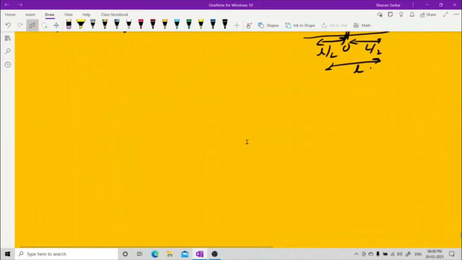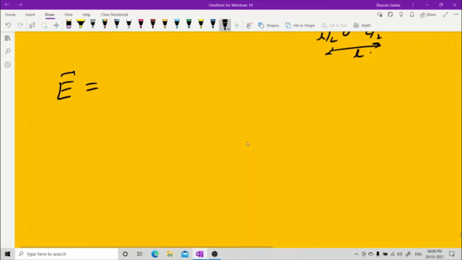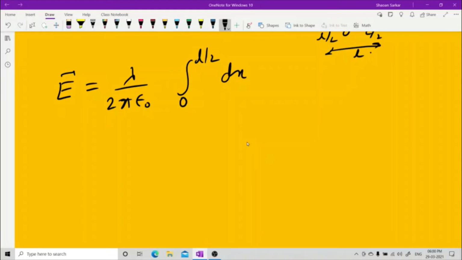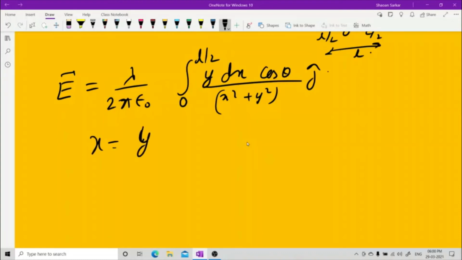See what happens. In this case, the electric field would be lambda upon 2 pi epsilon naught, from 0 to L by 2, you have dx cos theta, then you have x square plus y square, and then you have this y here, j cap. Now you have to take again x equal to y tan theta, no problem.